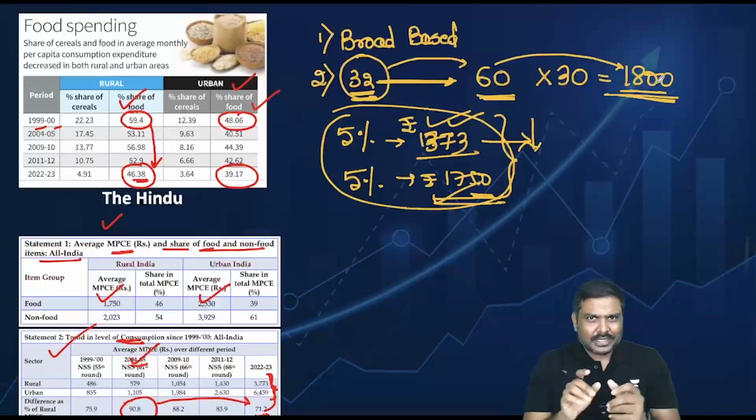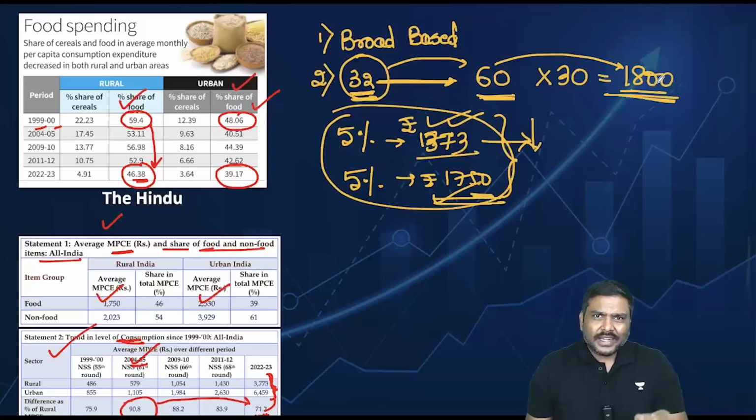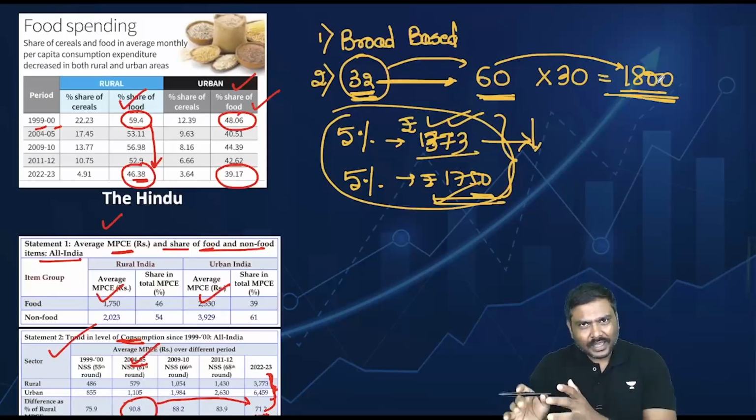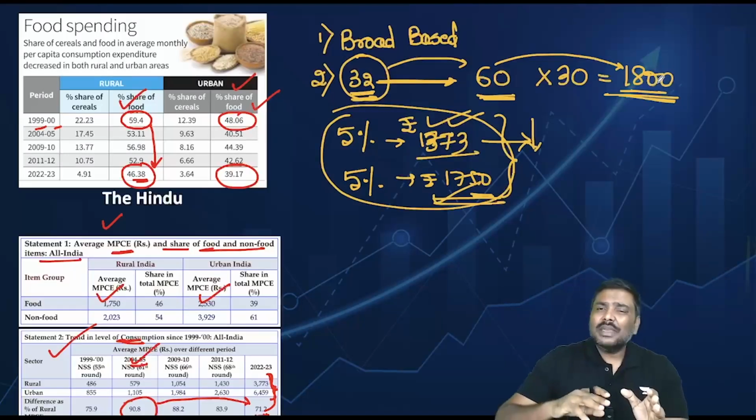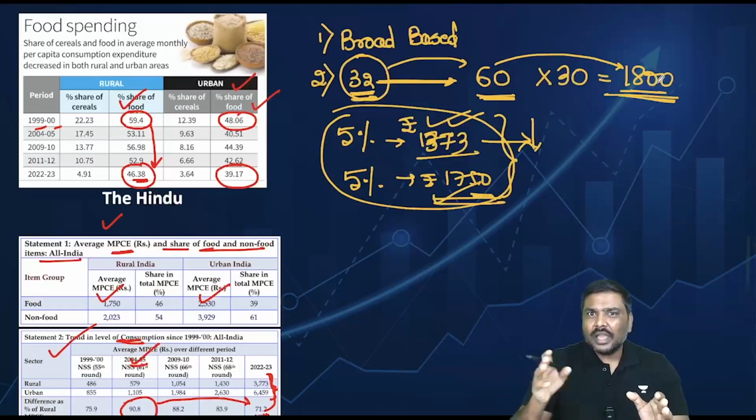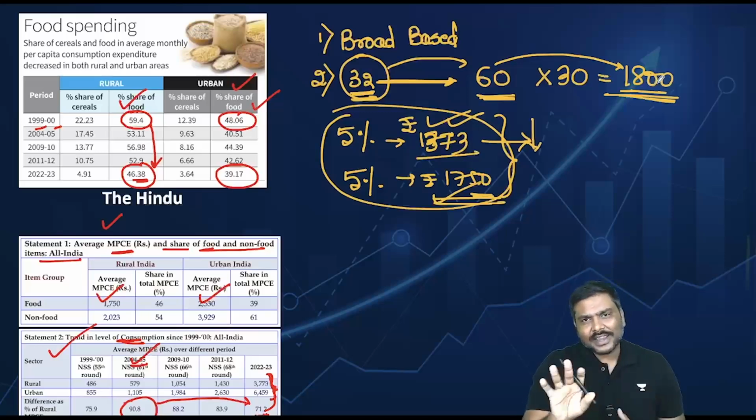But having said so, please understand, as per the latest Niti Aayog multi-dimensional poverty index report, 11% of the population falls under the category of multi-dimensionally poor. That is the second point.